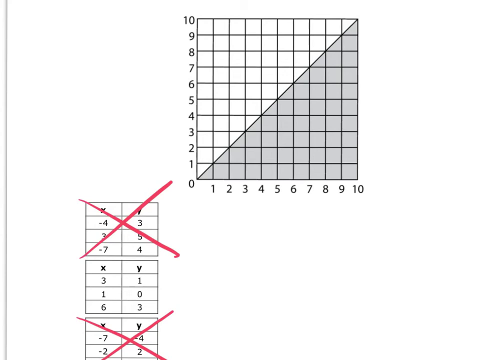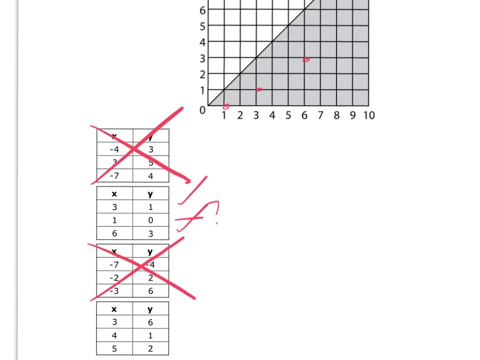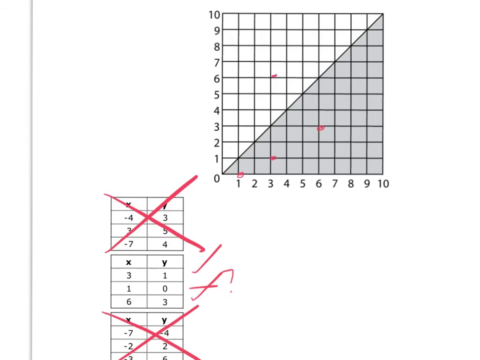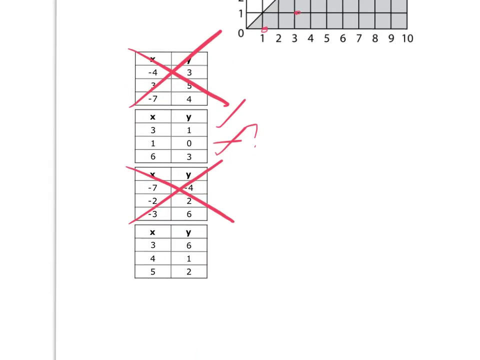So, we've got 3 and 1. That's right here. That's in the shaded region. We've got 1 and 0. That's right here. Now, I don't know. That's on the line. Do they count that in the shaded region? Do they not? I don't know. I'm going to put a question mark. Then we have 6 and 3. Over 6, up 3, shaded region. Alright, so we'll come back to this one. We'll see if there's a better answer choice. We have 3 and 6. Over 3, up 6. Is that in the shaded region? No, so that's out, which means this is going to be our answer.